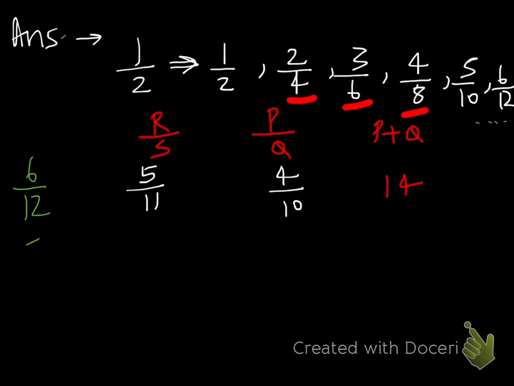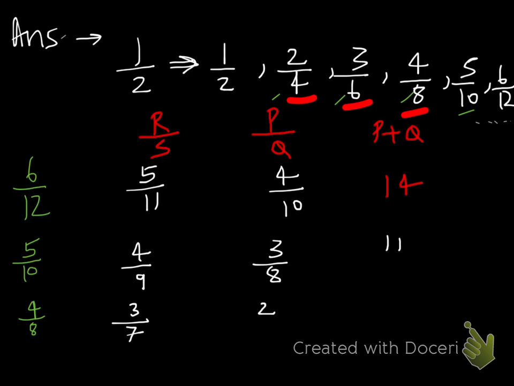Alright, let's find the rest of the values as well for these fractions. If it was 5 by 10, subtracting 1 from both numerator and denominator, it becomes 4 by 9. Again subtracting, it becomes 3 by 8. So the value of p plus q is 11. If it was 4 by 8, r by s must have been 3 by 7, and p by q must have been 2 by 6. So the value is 8.